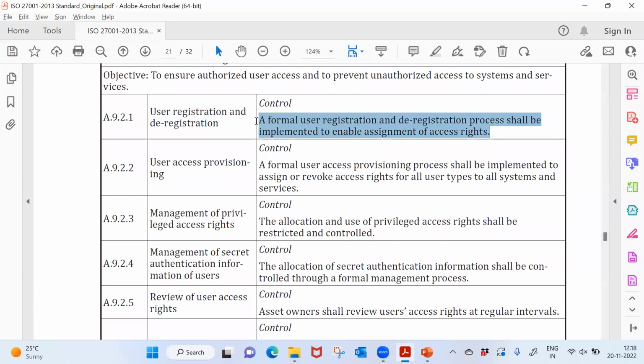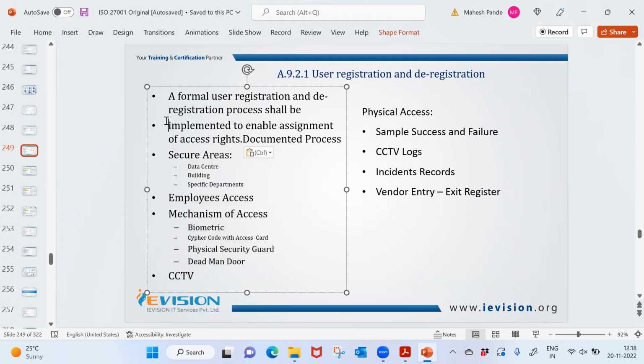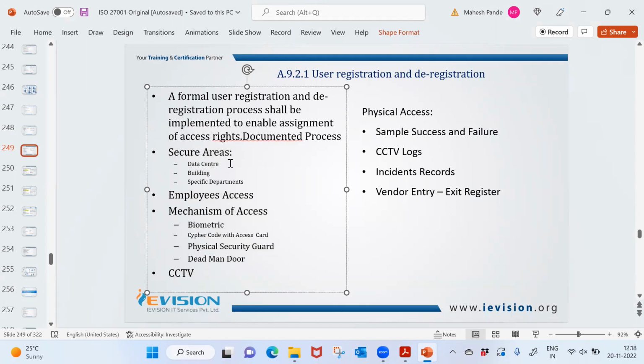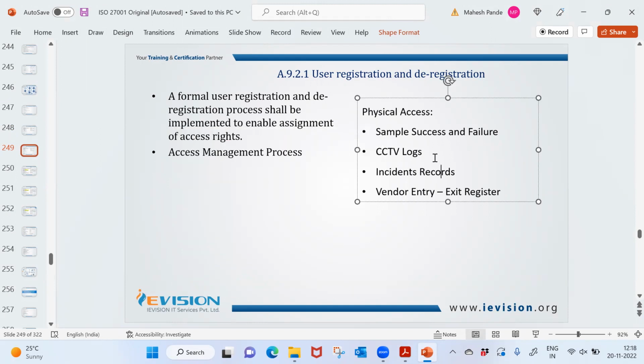Now you tell me, what will you test on this control? There also I will say a documented process, right? Access management process. Yes. So we know that we have it. Yes, go ahead. We'll come to this later.